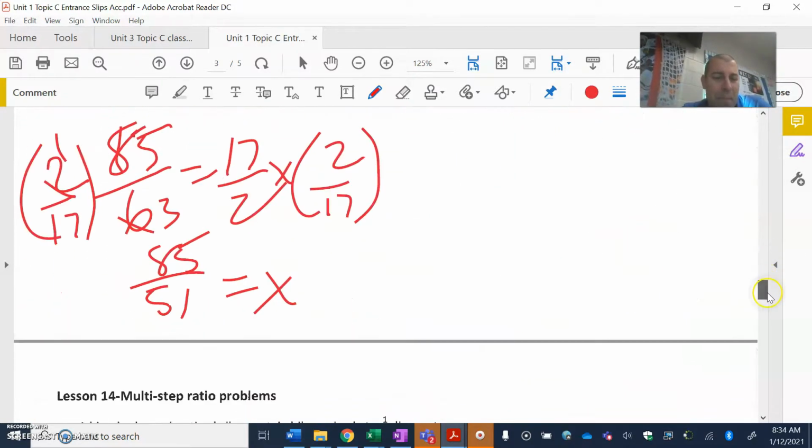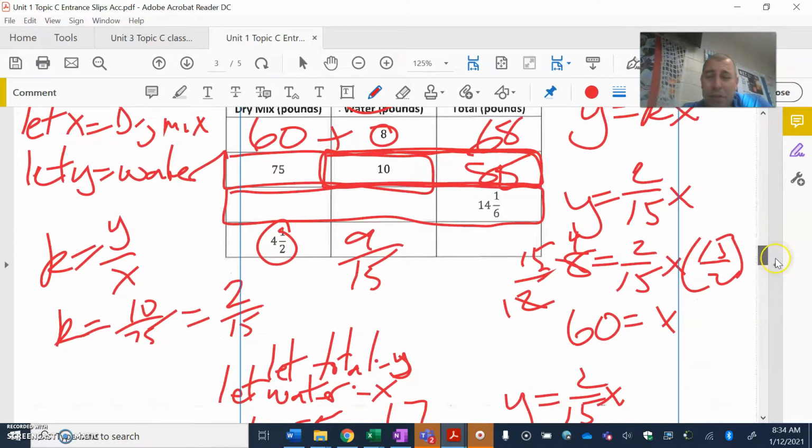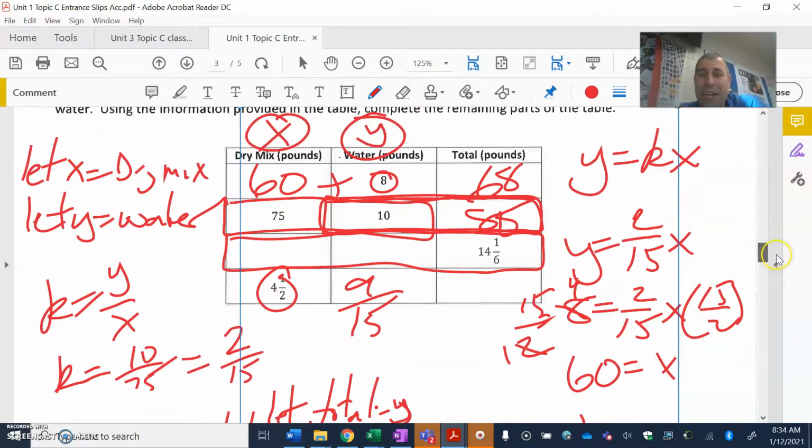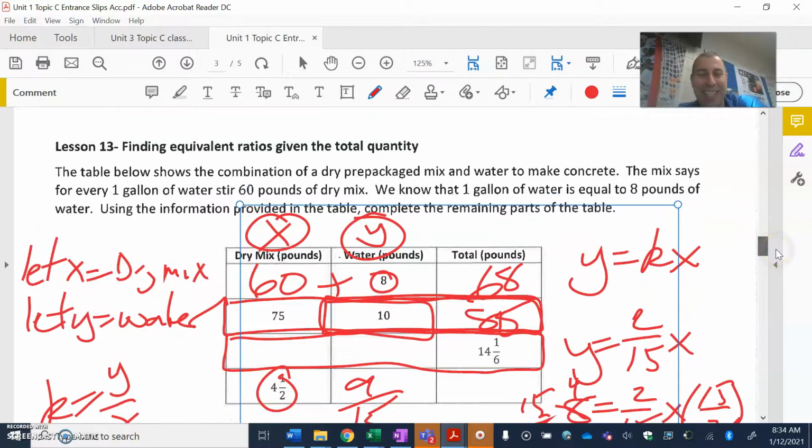So yeah, you can put it in the table and you can solve for the rest. Don't worry about solving the rest right now. You're going to get into that in your class work today.